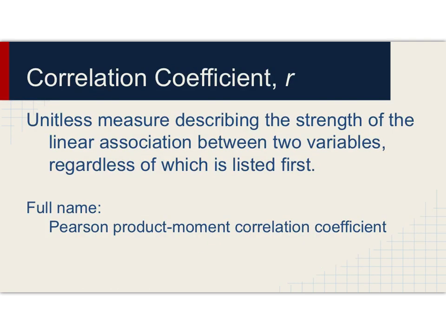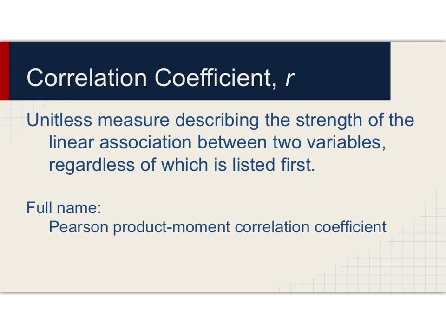The correlation coefficient is expressed as lowercase r. It is a unitless measure that describes the strength of the linear association between two variables, and it doesn't matter which one is listed first. That means that if for some reason we had swapped the independent and dependent variables, if we had swapped the values of x and y across the board, we would still get the same value for r.